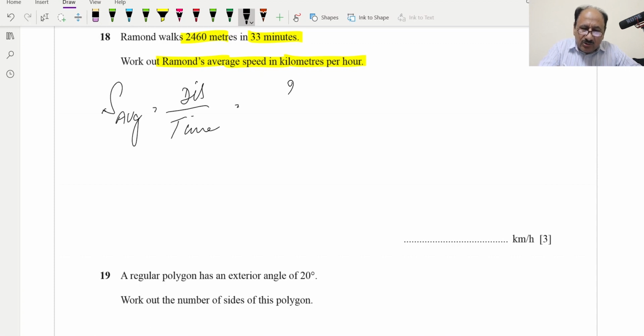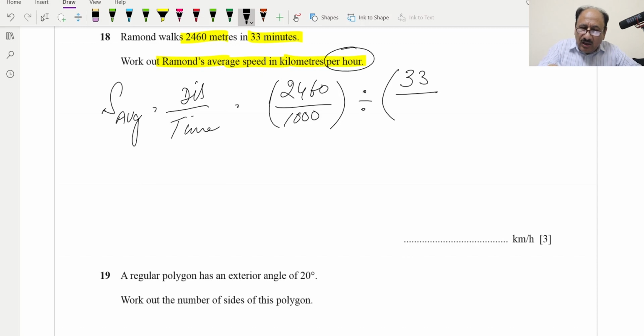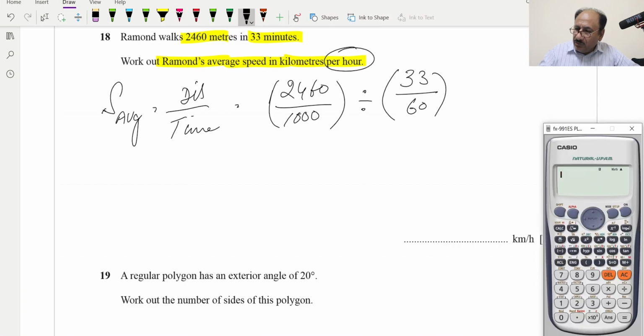So distance is 2460, but this is in meters. So we'll divide this by 1000 to get kilometers, right? And this portion will be divided by time, and time is 33 minutes. But we don't need minutes, we need hours, so we'll divide this by 60. So this will be our equation. Now the calculator will be doing magic for us.